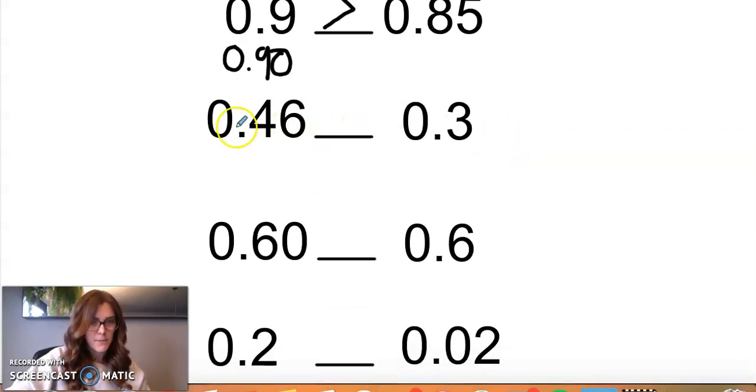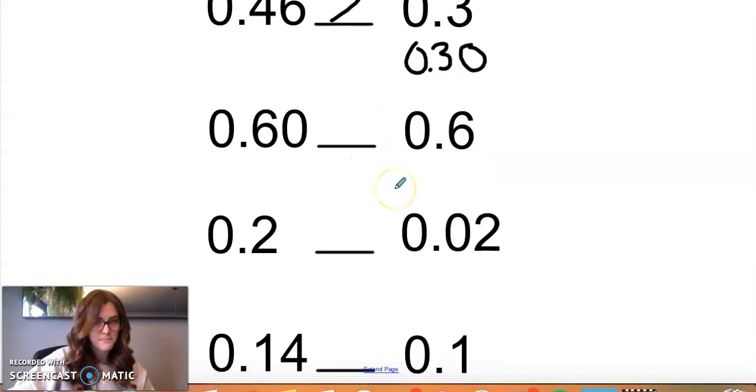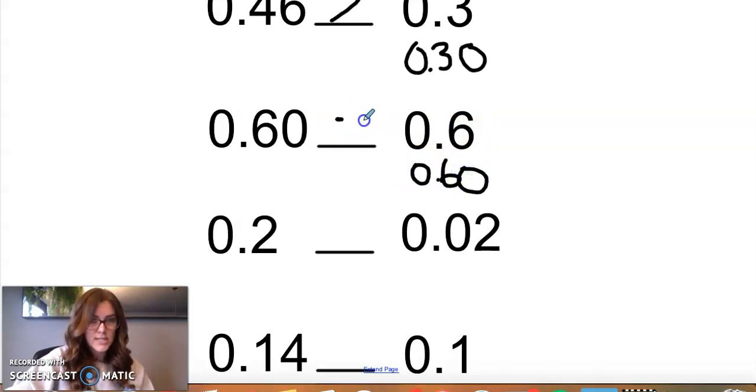Let's go to our next example. So we have 46 hundredths and we are comparing it to 3/10. We know that 3/10 is actually equal to and equivalent to 30 hundredths. So we know that 46 hundredths is greater than 3/10. Let's go to our next example. So we have 60 hundredths and we have 6/10. Well, we know that 6/10 is actually equivalent to 60 hundredths. So we're going to go ahead right here and put in an equal sign.